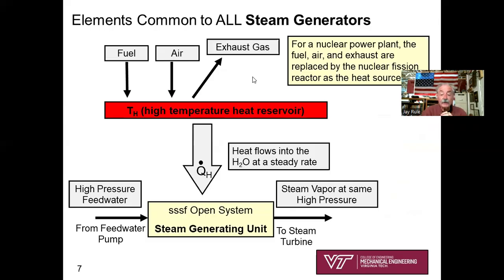So what everything has in common is the high temperature heat source. Look in my sketch, I'm trying to show Q dot H, heat flowing into this steady state, steady flow open system called a steam generating unit, one inlet and one outlet. And so I'm hoping that this gives you an idea of, although boilers can look very complex and complicated, this is what's going on from a high level standpoint, and your analysis expertise, which is getting better and better.